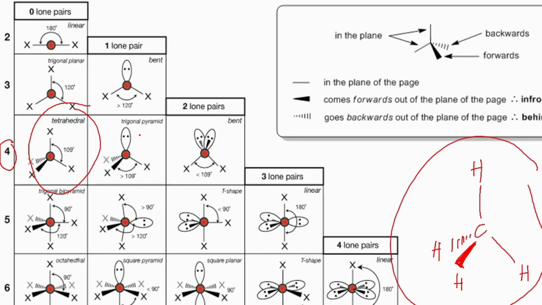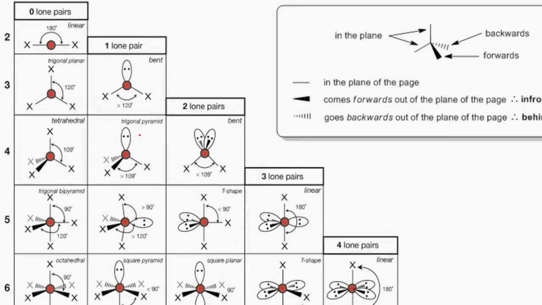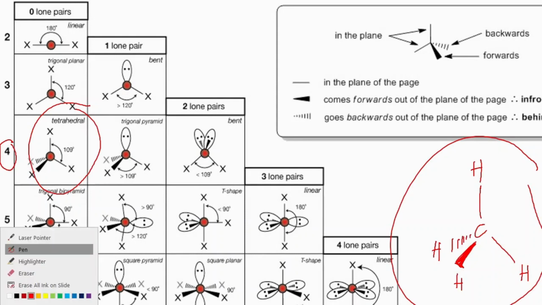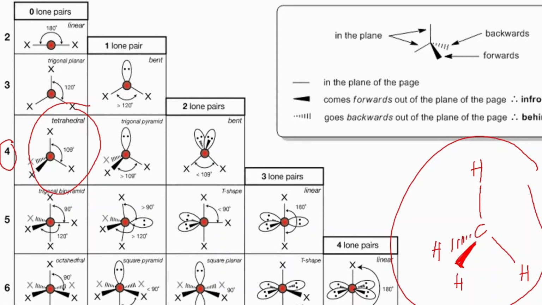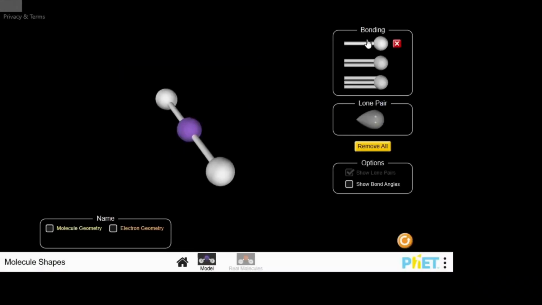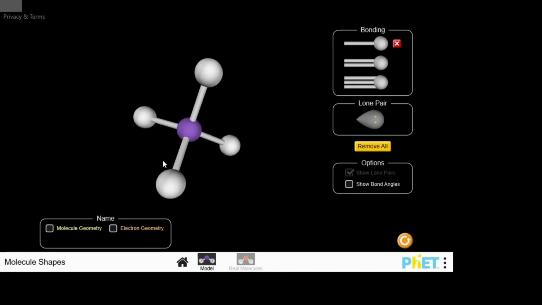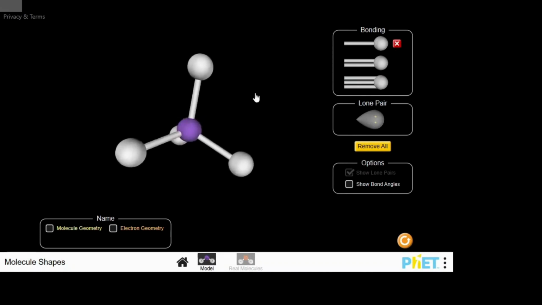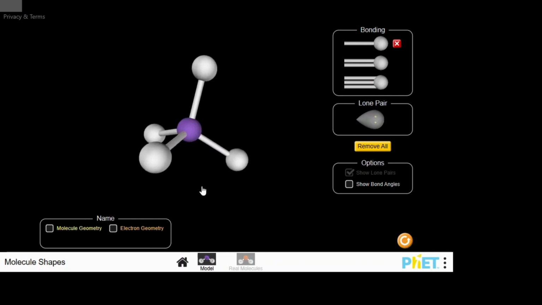So this is the shape for CH4. It's a tetrahedral shape. Let's see that one on the simulator. Again, that's 4 electron groups. So this is the shape for CH4.